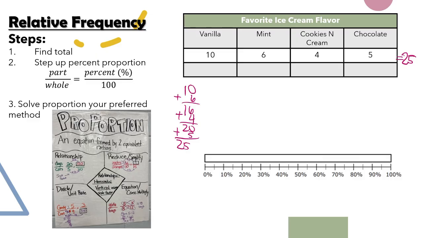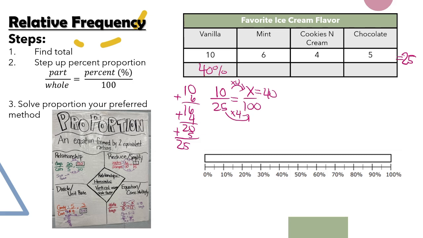So now we can just set up and turn it into our percent proportion, which is step number 2. Part over whole, percent over 100. So let's do vanilla first. So 10 over 25 is equal to x over 100. I see a relationship. So I know that 25 times 4 will give me 100. Whatever I do to the bottom, I do to the top. And therefore, vanilla represents 40%.